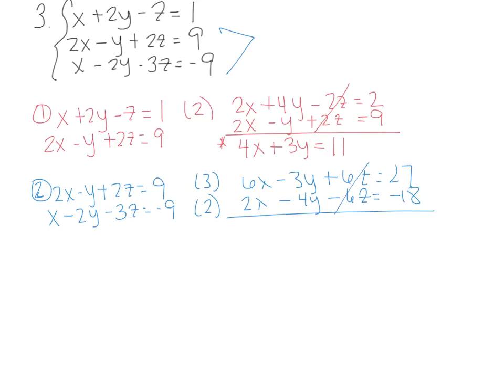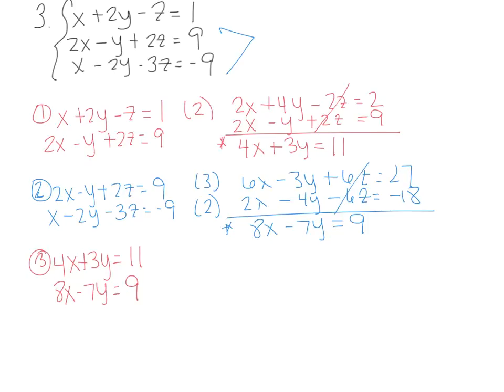My z's cancel, so I have 8x minus 7y equals 9, I believe. 27 minus 18 is 9. So here's our two equations. So I'm going to come over here, step number 3, and I have 4x plus 3y equals 11. 8x minus 7y equals 9.